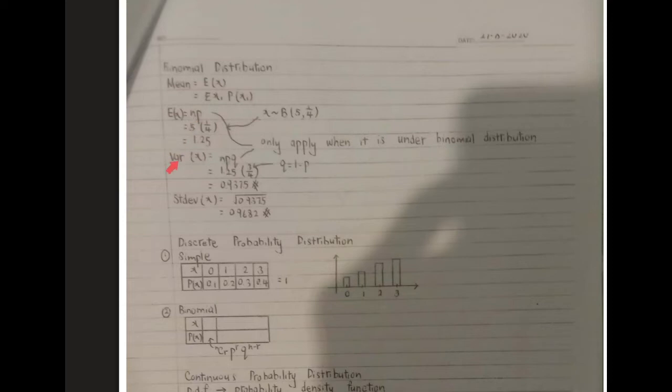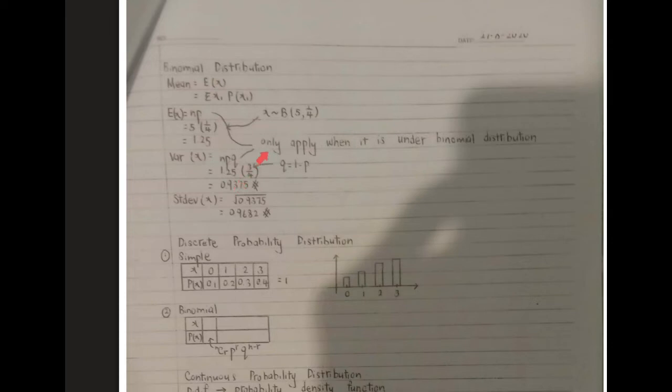Variance. So variance, we have shortcut also. So the formula to find variance under binomial distribution is npq. Okay, so the np has been found from the previous part, 1.25, then multiply with q. So how you find q? You see n is 5, right? p is 1 over 4, right? So q is 1 minus 1 over 4. Then you get 3 over 4.